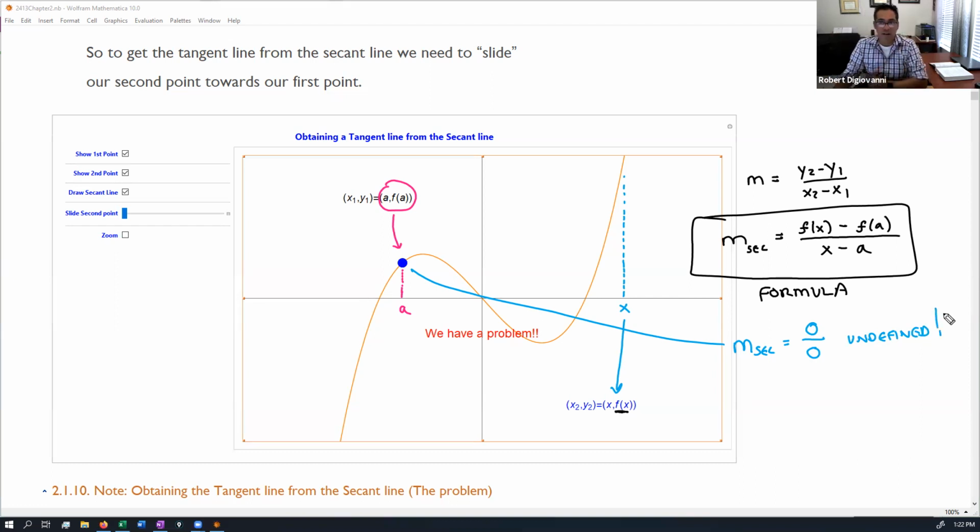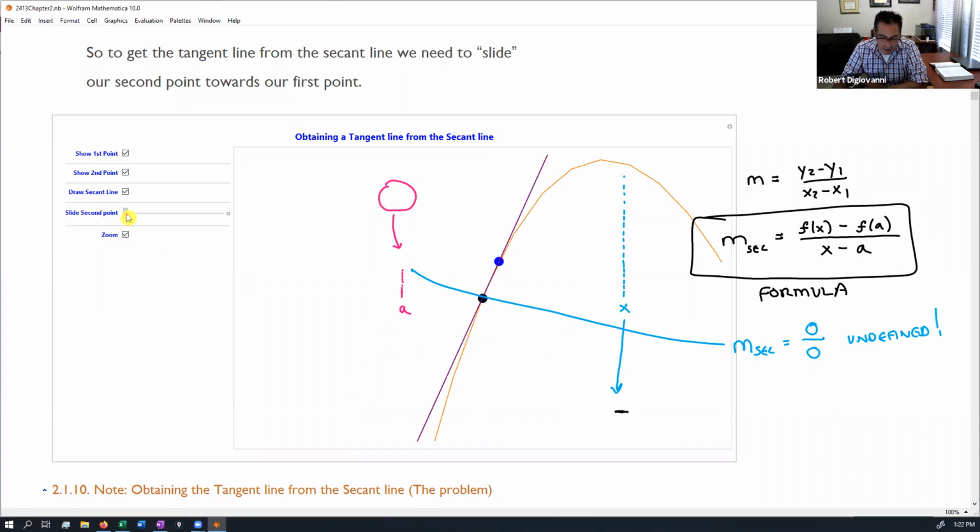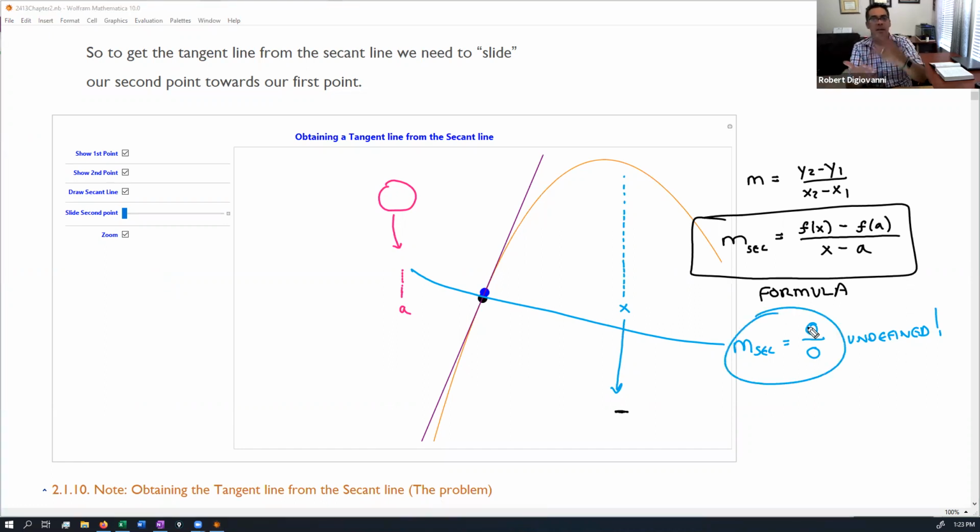It is undefined. However, if I were to just move that second point slightly away, once I put it on top, we have a problem. But if I just get it really close, like a limit, we want it to get real close to it without actually getting there. That's what the limit was all about. Then what we can ask ourselves is, instead of getting that, what does that limit approach?